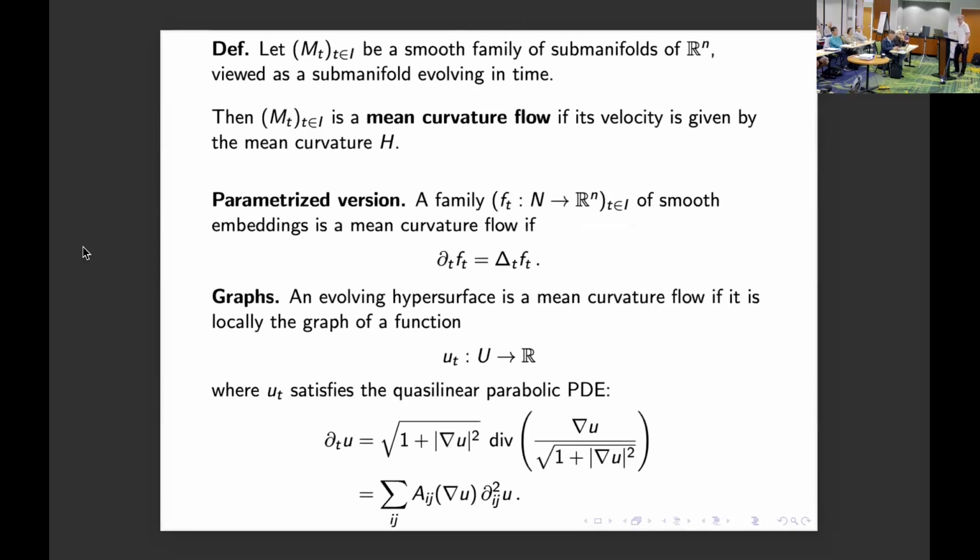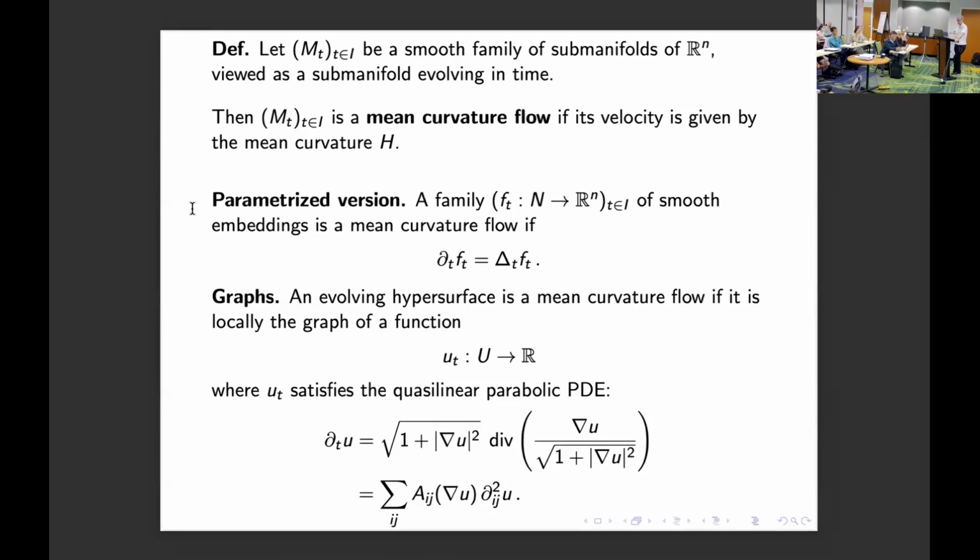So if you have, say, a smooth family of submanifolds of Rn, parameterized by t lying in some interval I, we'll think of that as a manifold that's evolving in time. And then that's a mean curvature flow if its velocity equals its mean curvature. More explicitly, you think of the velocity of this moving submanifold as a normal vector field along the submanifold, and that should be equal to the mean curvature vector field, which is another normal vector field.